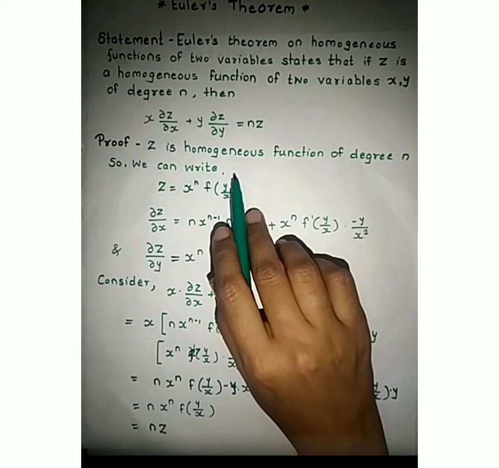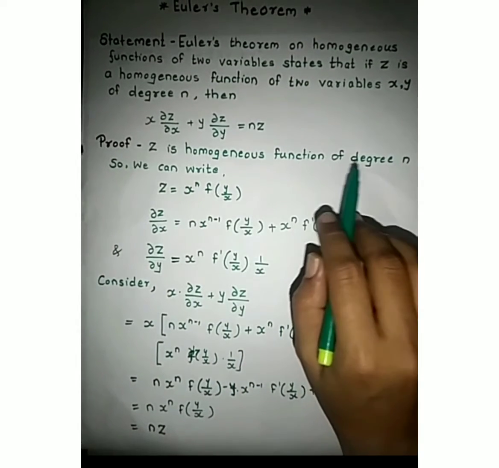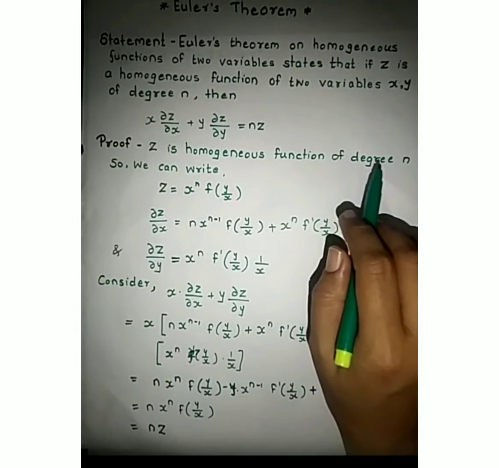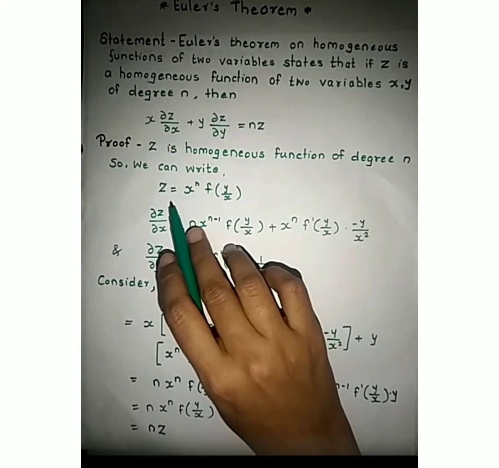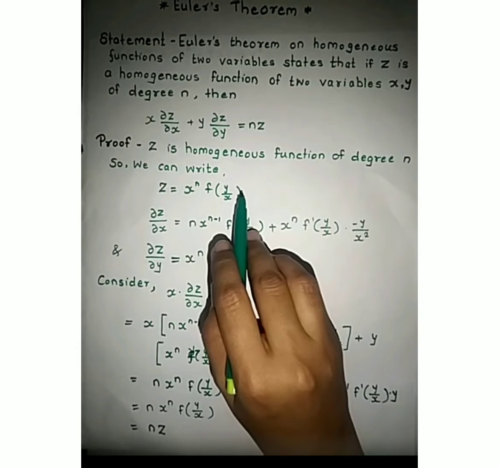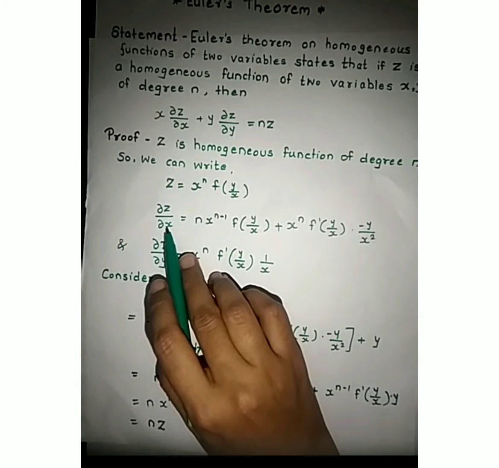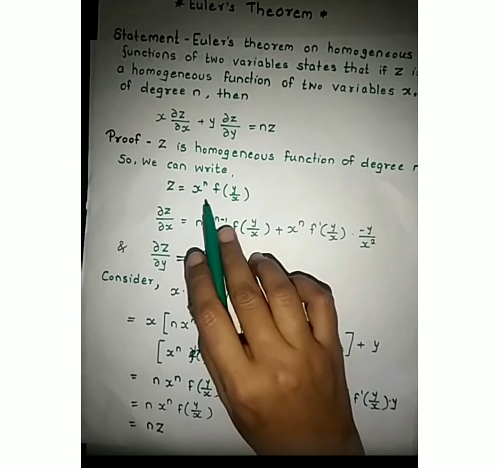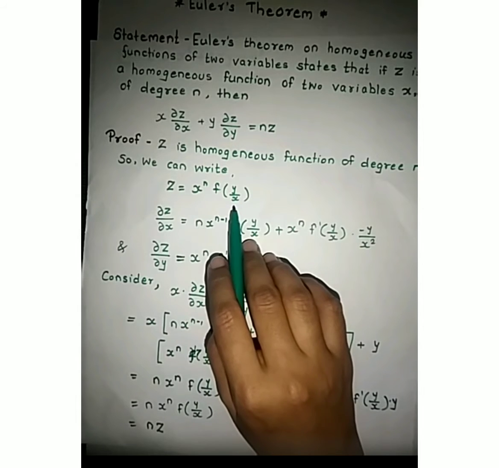So if z is a homogeneous function of degree n, then we can take x raised to n common from the whole equation. So it is of the form z is equal to x raised to n into f of y/x. Now we will take the partial derivative of z with respect to x. Here x raised to n is also a function of x, and f of y upon x is also a function of x. Therefore the u into v rule is applied.